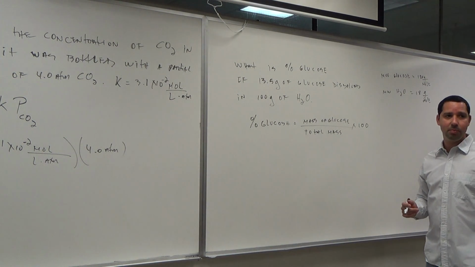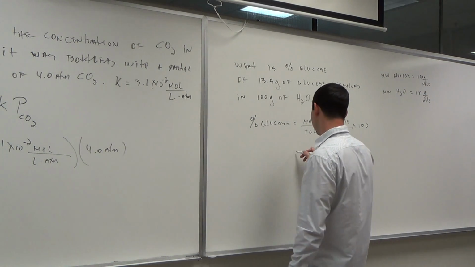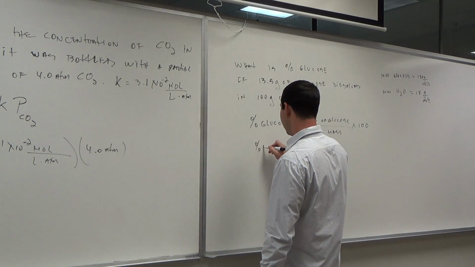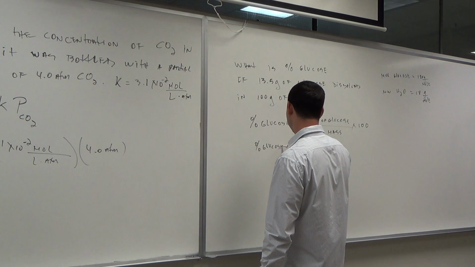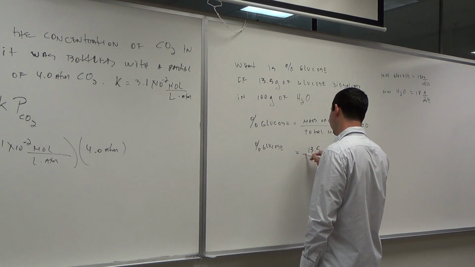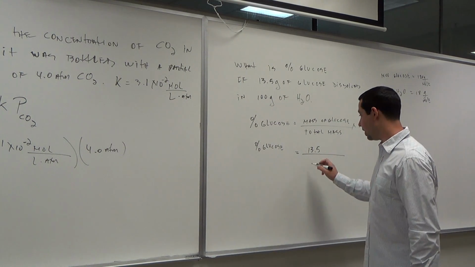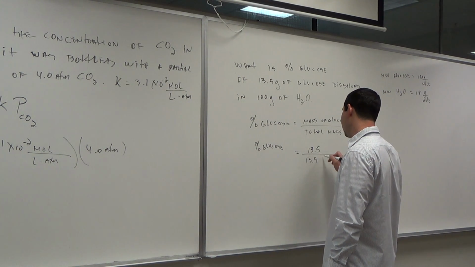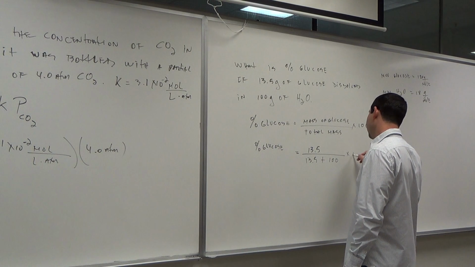Not ppb, this is percent. So, another very easy problem. The mass of glucose, what's the mass of glucose? 13.5. Divided by the total mass, and the total mass has glucose in it, yes or no? Plus 100, times 100.